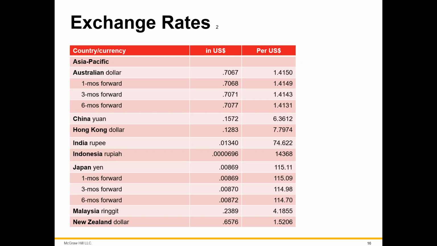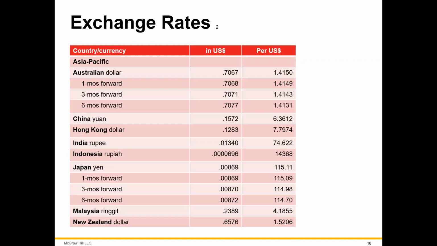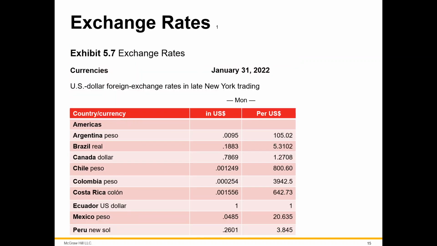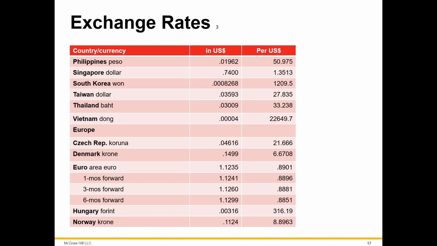So, this is also just a list of currencies that are relevant, right? In the Americas, you've got these, and then if we're in Asia, Australia, China, Hong Kong, the rupee in India, the rupiah in Indonesia, the Thai baht, the Taiwan dollar.